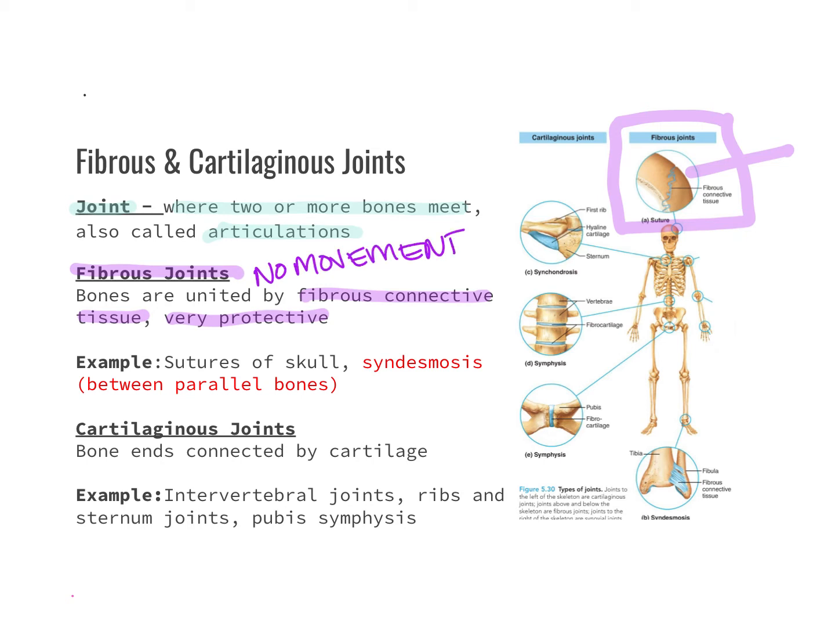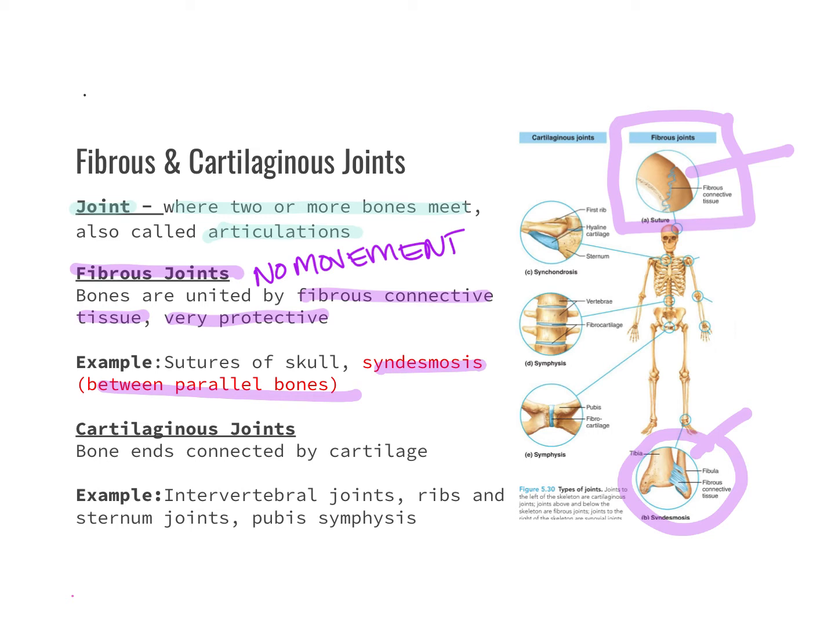Okay. Another fibrous joint is the syndesmoses, which are between parallel bones. Okay, so an example is right here between your tibia and fibula. There is a syndesmosis, which is a fibrous joint, again, holding those two bones. So again, this type of joint, there is no movement within it.